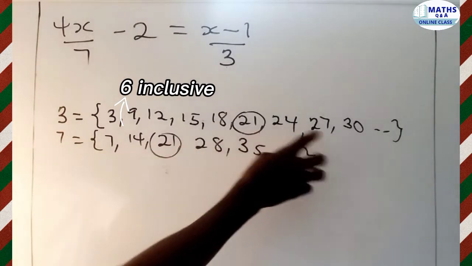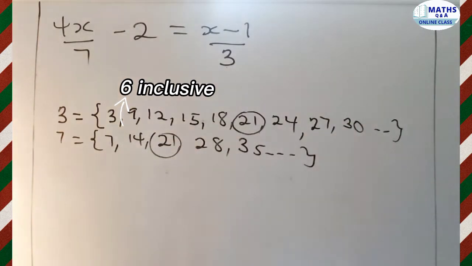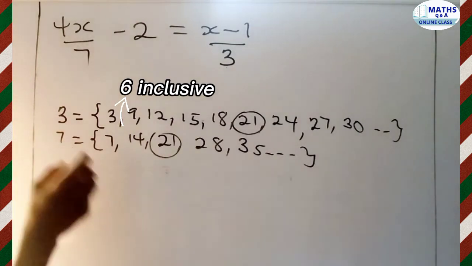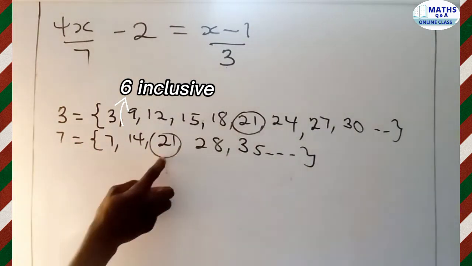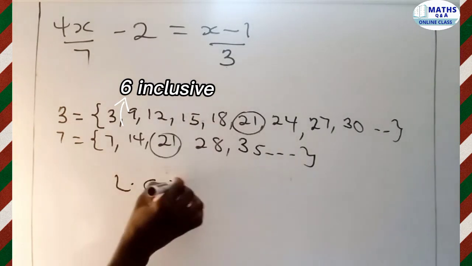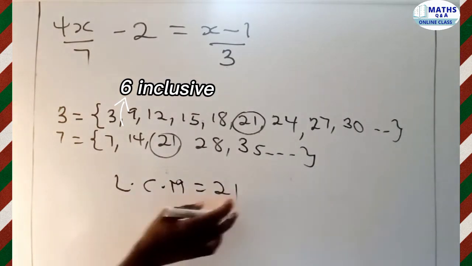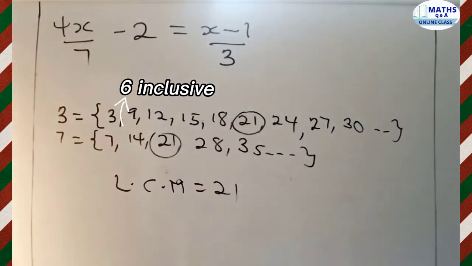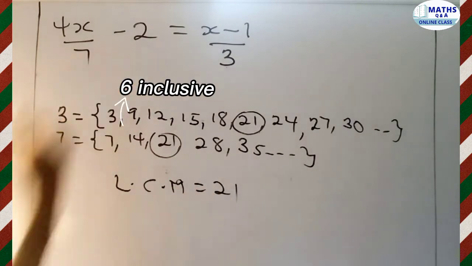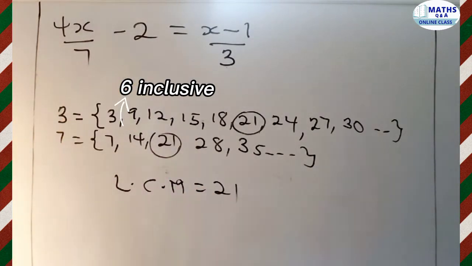We have 28, we don't have 28 here. We have 35, there is no 35. So that means the first, or the least, or the lowest common multiple for 3 and 7 is what? 21. So our LCM now becomes 21. So this is what you're going to use to solve the question, right? Let me clean this one. That is not part of what we are doing, but this helps you to find the LCM of the given numbers.